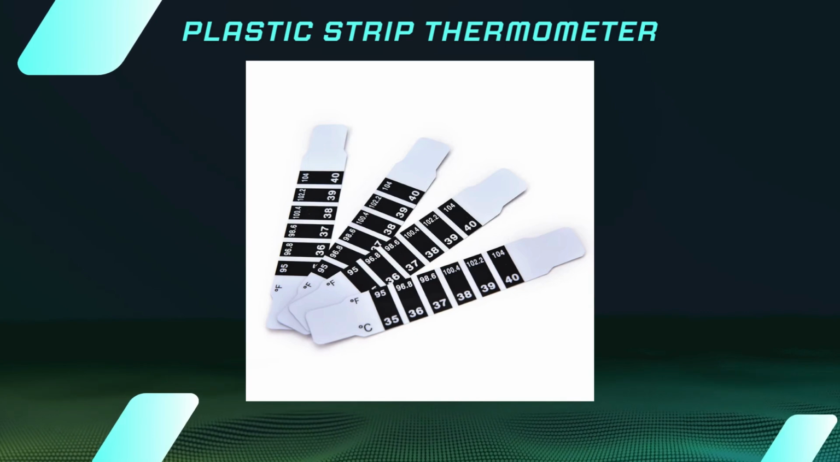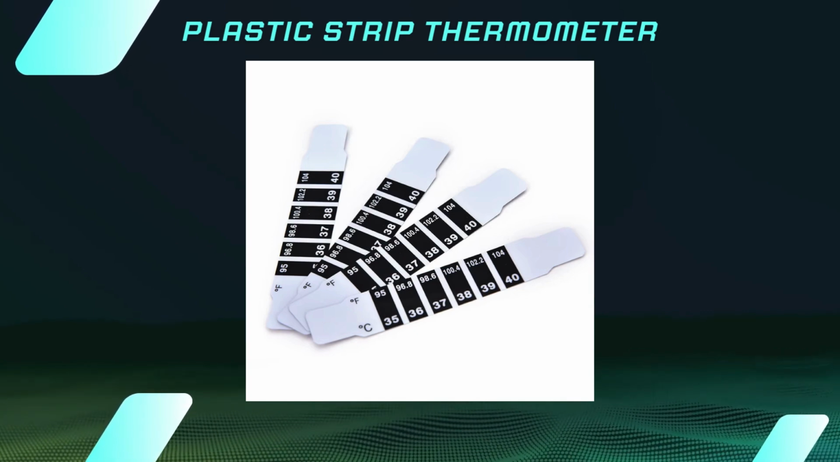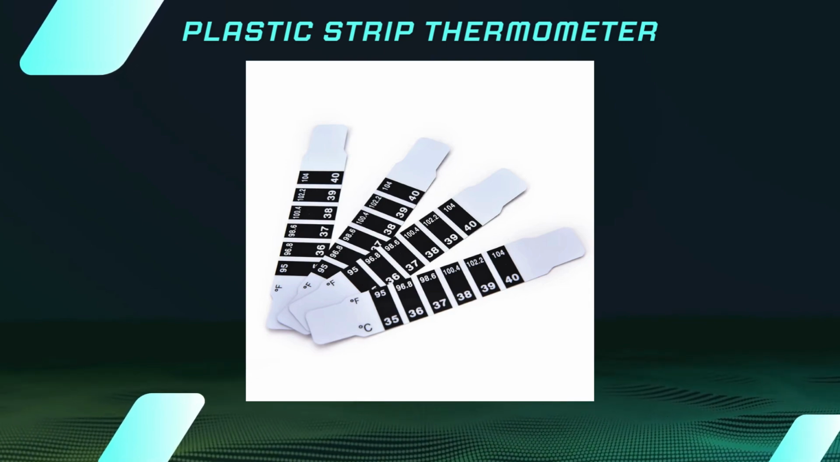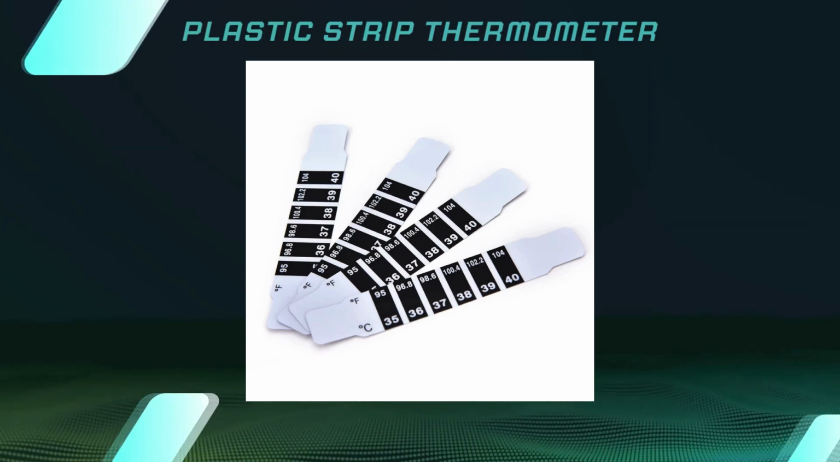Plastic strip thermometers appear as thermochromic liquid crystals encased in plastic, which are attached to a black backing lined with adhesive and carrier components on one side.